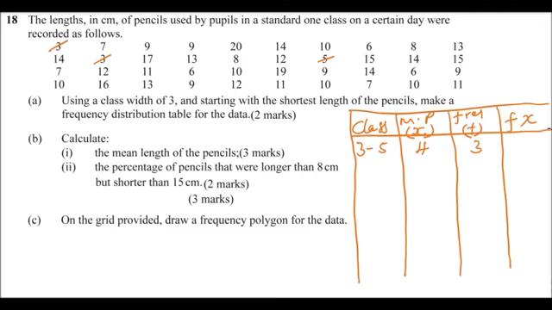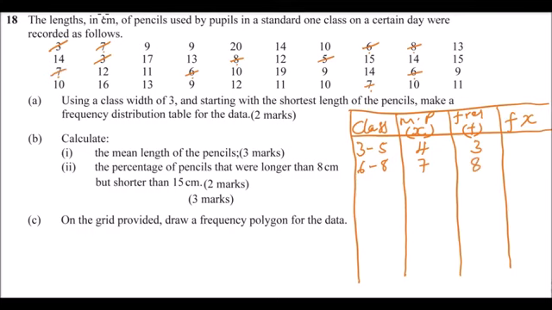The next class is from 6 to 8. The midpoint is 7. Then we get the number of data that are in between 6 and 8. We check from our data here. So we will start with 7, that is 1, 2, 3, 4, then we have 5, 6, and 7. Let's check whether there is another one. We have 8. So the frequency is 8.